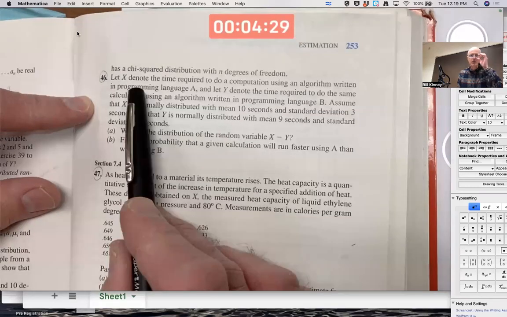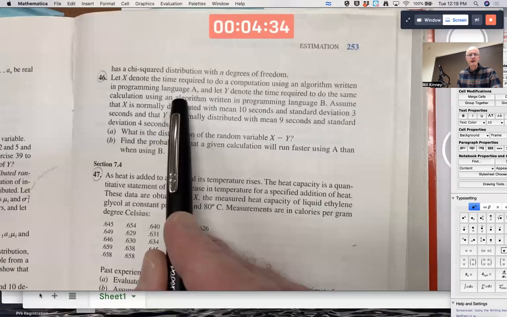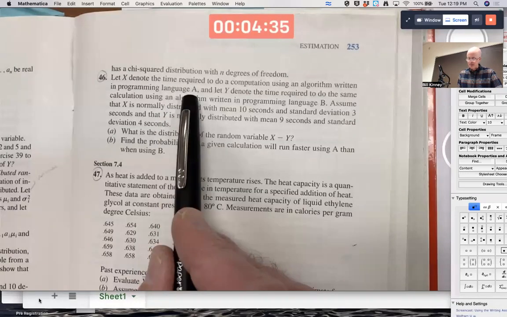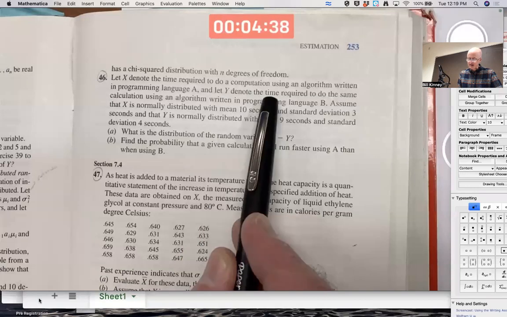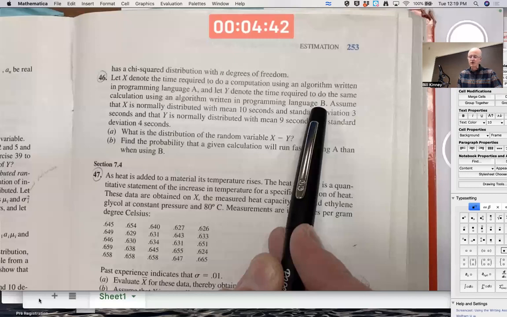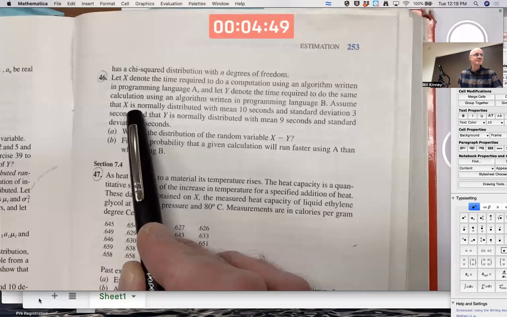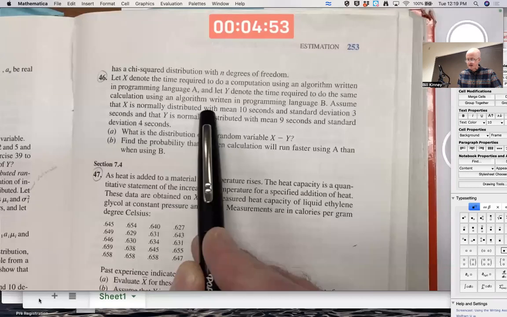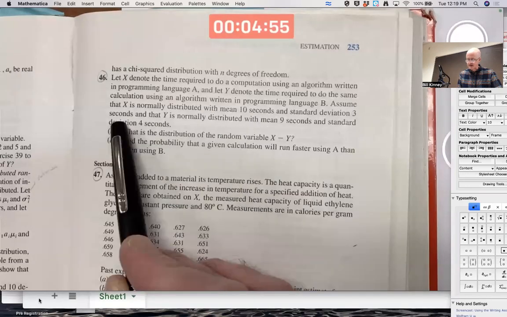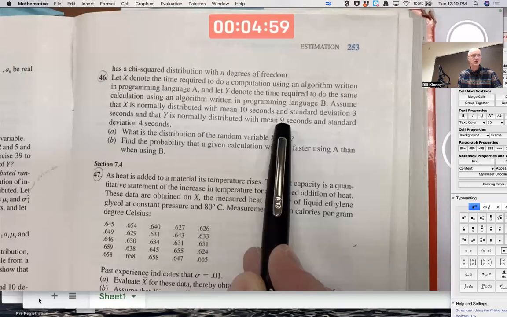Let X denote the time required to do a computation using an algorithm written in programming language A, and Y is the time required to do the same calculation written in programming language B. We're wondering, how do these programming languages compare? We assume, maybe based on past data, that X is normally distributed with a mean of 10 seconds and a standard deviation of 3 seconds, and Y is normally distributed with a mean of 9 seconds and a standard deviation of 4 seconds.